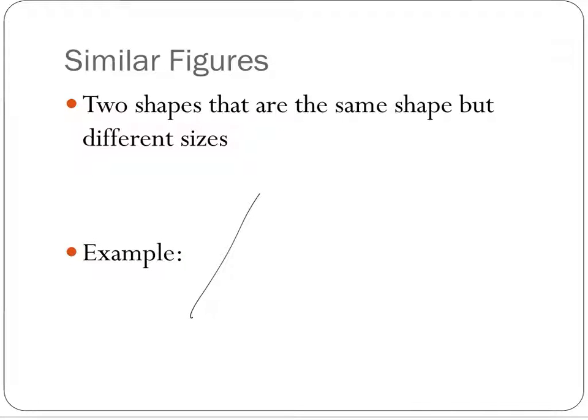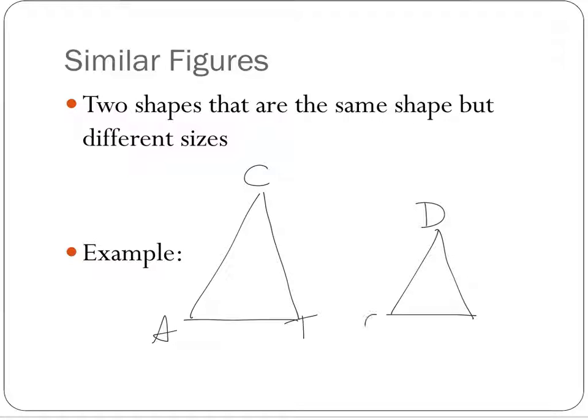I'm going to draw two figures for you here. Two triangles. And I'm going to label them C, A, T, and D, O, G. And then I'm going to use this squiggle line. I'm going to say that triangle CAT is similar to triangle DOG. Now, I'm going to tell you right now the order matters on this. The order that I wrote the CAT and the DOG matters.